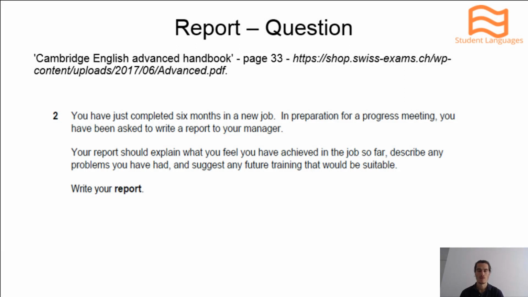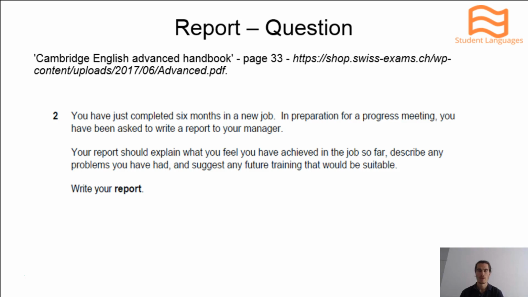Question number 2, the report question, says, you have just completed 6 months in a new job. In preparation for a progress meeting, you have been asked to write a report to your manager. Your report should explain what you feel you have achieved in the job so far. Describe any problems you have had, and suggest any further training that would be suitable. Write your report.